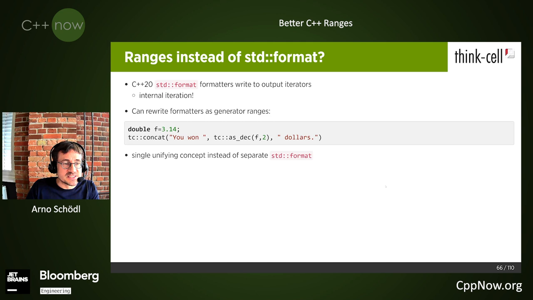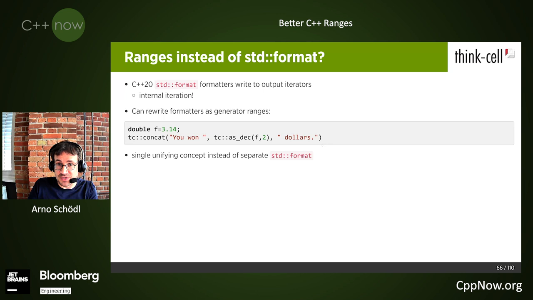So let's rewrite these formatters, these string formatters, as generator ranges. So then we have something like this. We have this TCS deck, and it turns a floating point number together with the number of decimal digits into a generator range, into an internal iteration range. And it can now be used just like it is a range. So you can now concatenate all these three ranges, two of which are just string literals, but the third one is this internal iteration generator range that is offering its items. And we can concatenate them all and basically have done our string formatting.